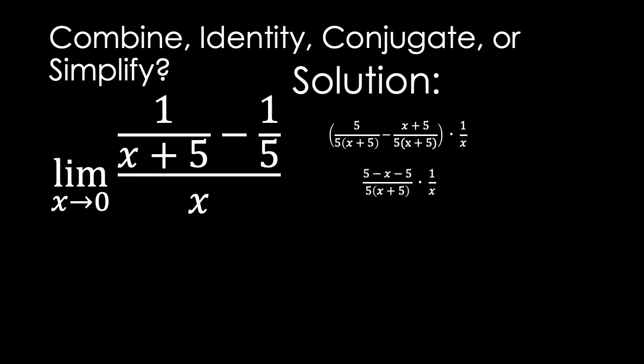And combining those numerators would be 5 minus x minus 5, which gives you negative x divided by 5 times x plus 5. And that negative x cancels out with the 1 over x. So that's why we multiplied times 1 over x. So you get negative 1 divided by 5 times x plus 5, which is equal to negative 1 over 25 once you let the limits approach.